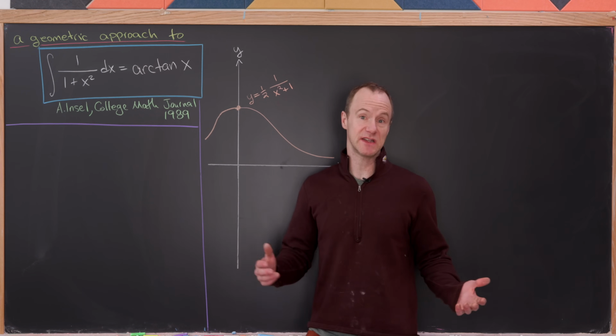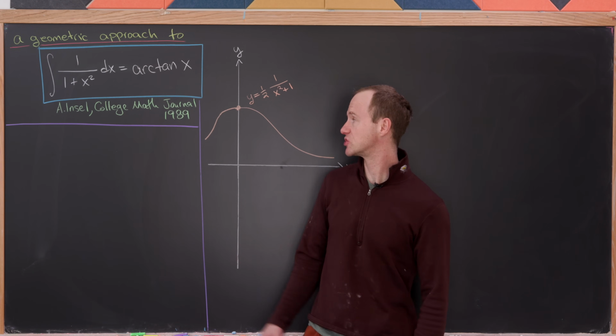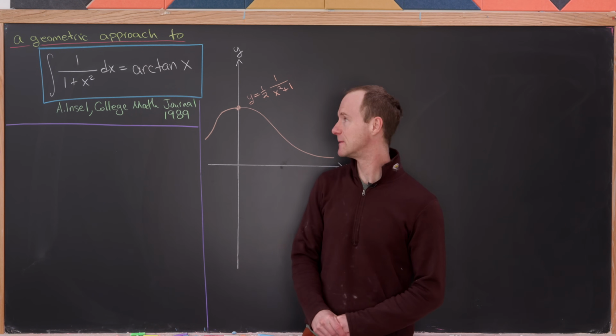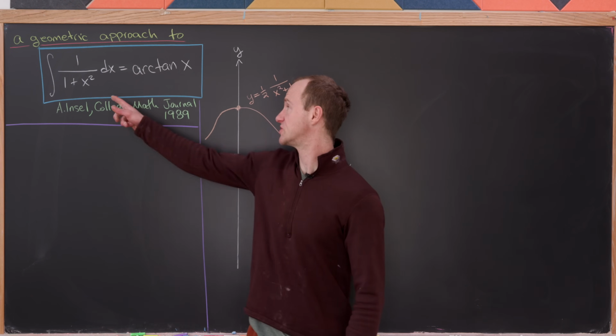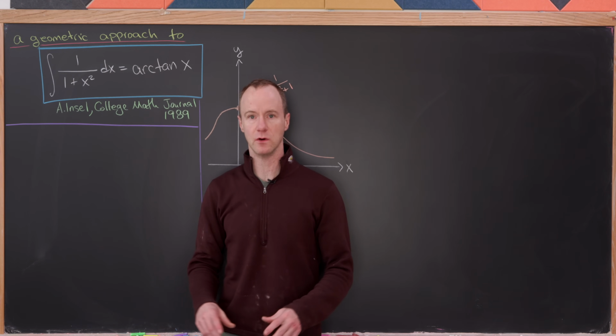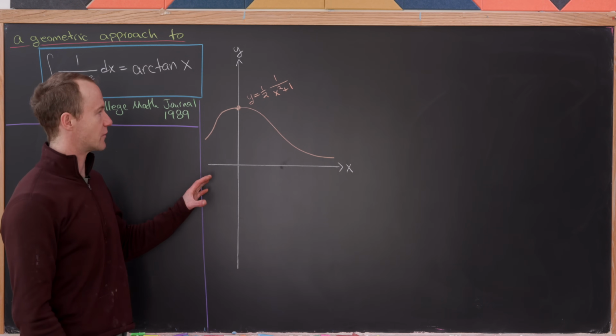And I'd like to present it today. And this is from an article from the College Math Journal in 1989. Okay, so since we're doing a geometric interpretation of this antiderivative rule, we should probably get some sort of picture involved. And that's what I've got over here.